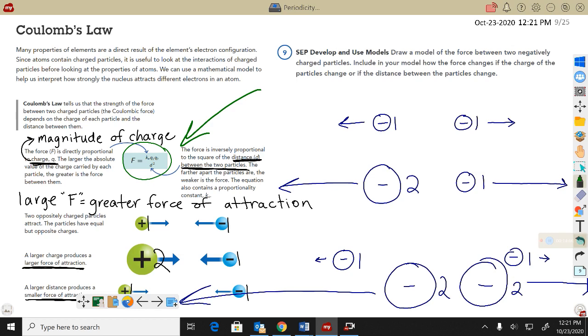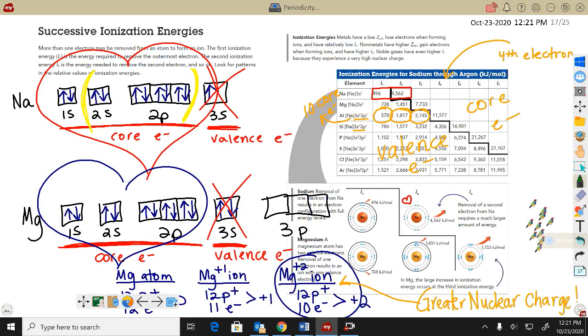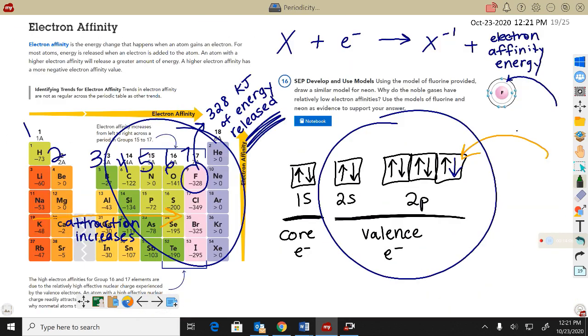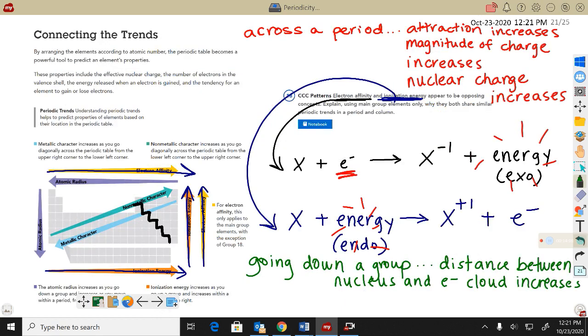But then number two, think about this analogy of an NFL stadium. Think about Lambeau Field or any giant stadium for that matter.